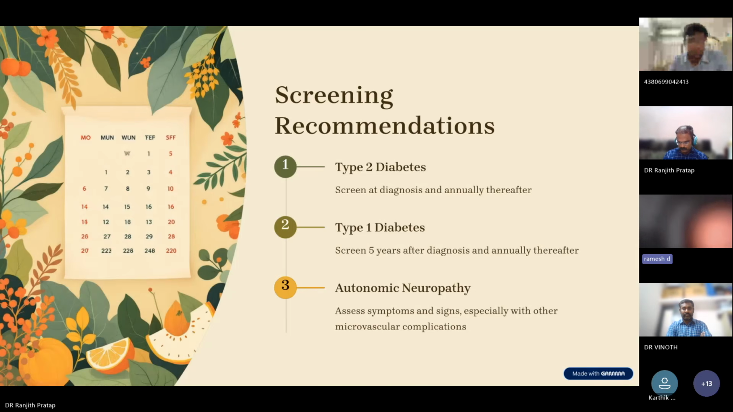ADA recommends that whenever you come across a type 2 diabetes patient, screen at the time of diagnosis. Then you have to screen annually. For type 1 diabetes, you have to screen 5 years after the diagnosis, then annual screening is required. And you have to assess the neuropathy, especially autonomic neuropathy, for signs and symptoms, especially in patients who have microvascular complications. So all the type 2 diabetes patients, at the diagnosis itself, we have to screen for diabetic neuropathy. Next slide, sir.